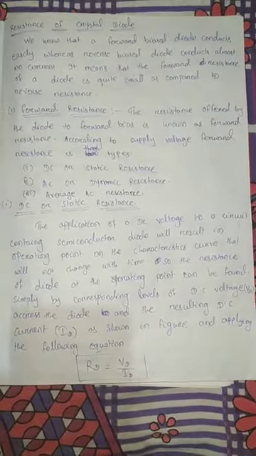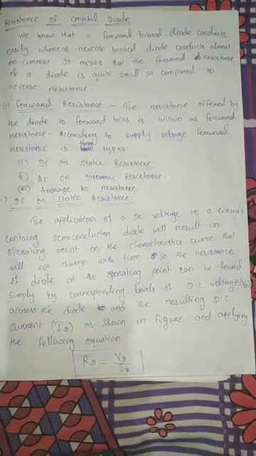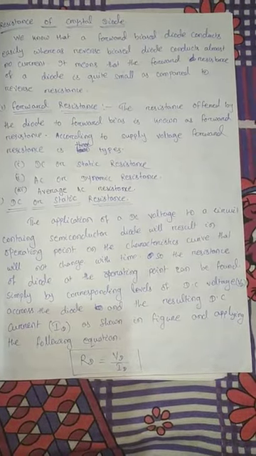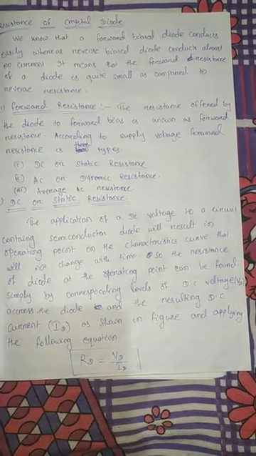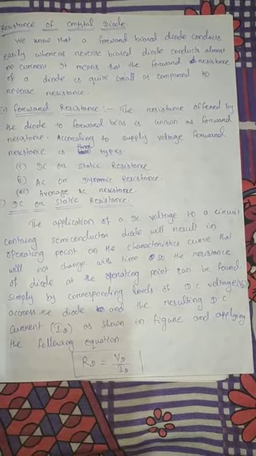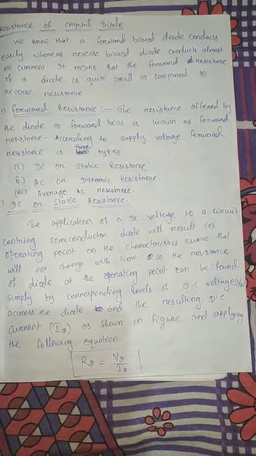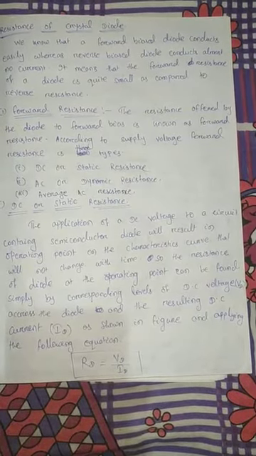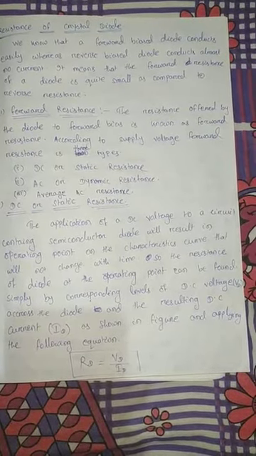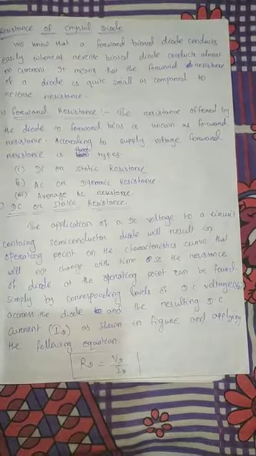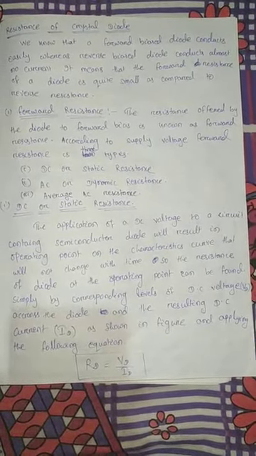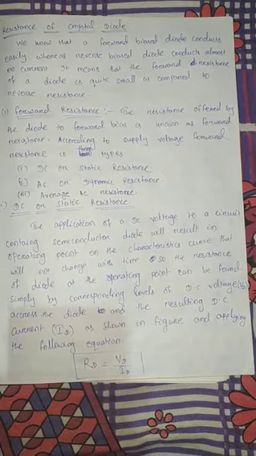Welcome everyone. In this video lecture, we will discuss the resistance of a crystal diode. As we discussed in the earlier video lectures, the diode conducts current in forward bias condition, and in case of reverse bias only a very negligible amount of current flows, that is known as the reverse saturation current, and the order of that reverse saturation current is in microamperes.